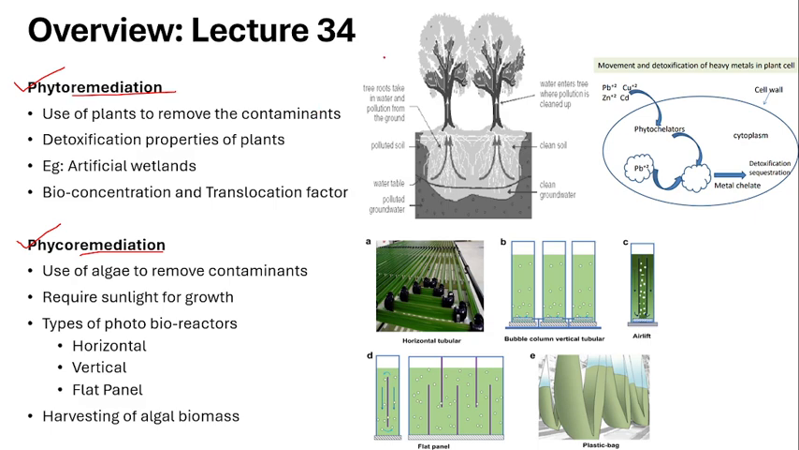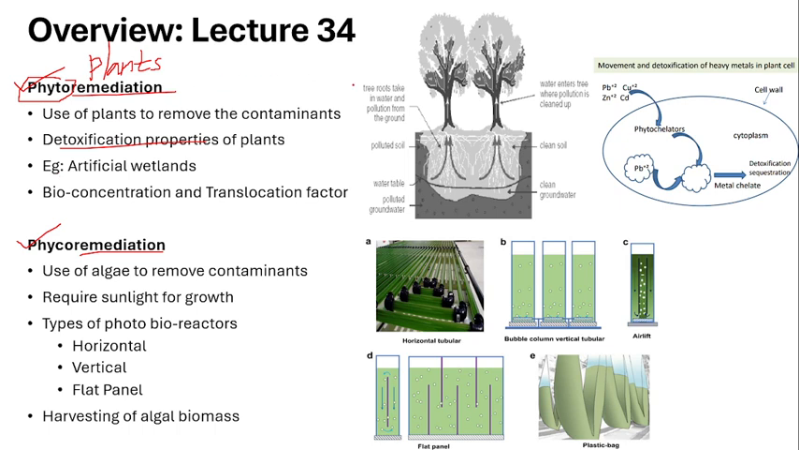In the case of phytoremediation, phyto means green plants. How these plants are used to remove the contaminants present in the water is very interesting, right? Some plants have detoxification properties. We use such plants; there are specific plants for chromium removal, specific plants for lead removal, and specific plants for zinc removal. These are all used for detoxification purposes.